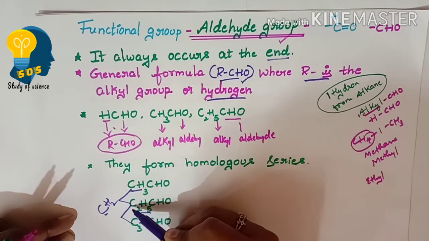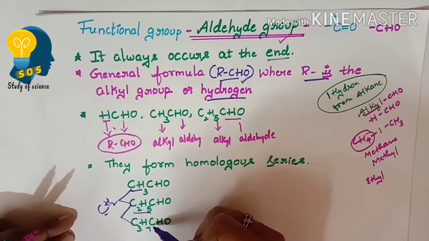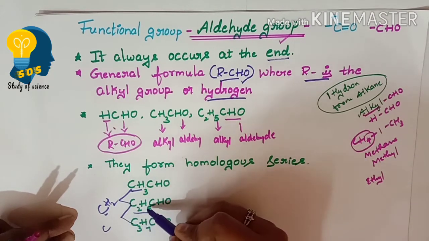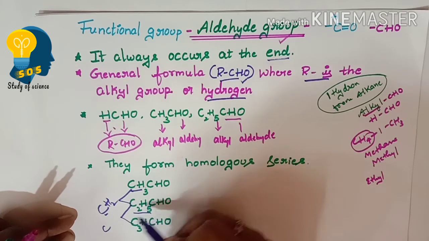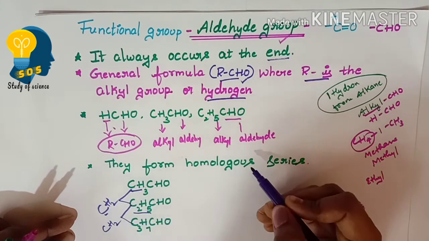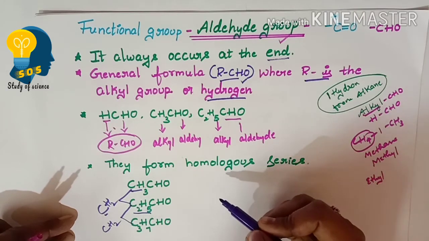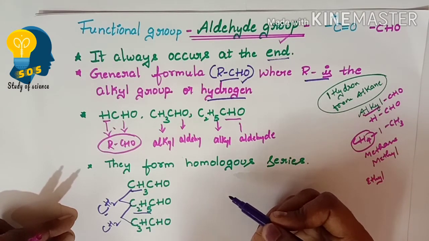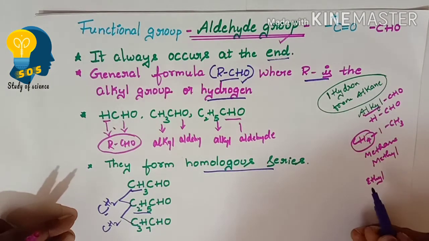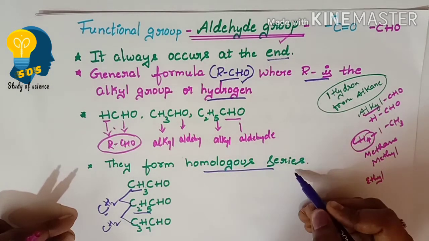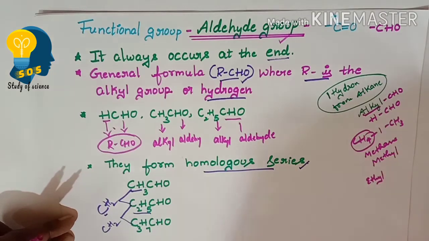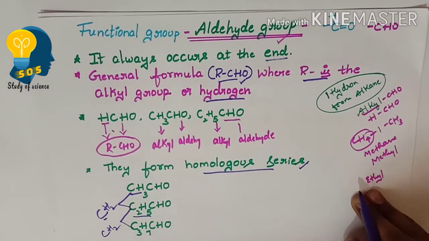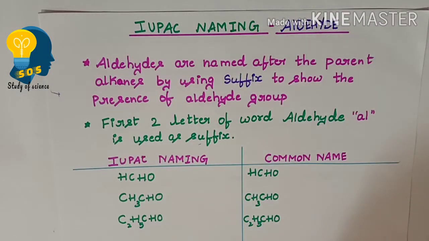Moving to the next, that is C2H5 and C3H7. Here we have one carbon difference, C2 to C3. The number of hydrogen difference is H5 to H7, so there are totally 2 hydrogen difference. So the examples which come under the aldehyde group also form the homologous series. Clear? Now let us understand the IUPAC naming for this aldehyde group.